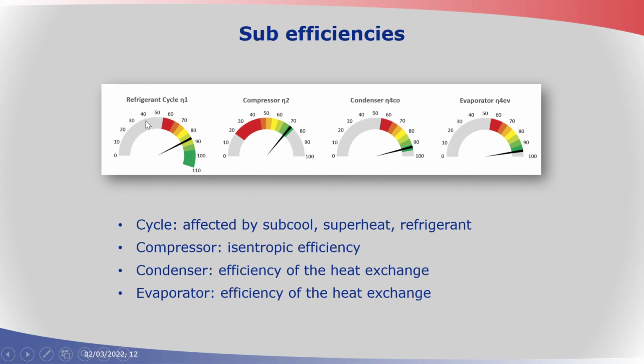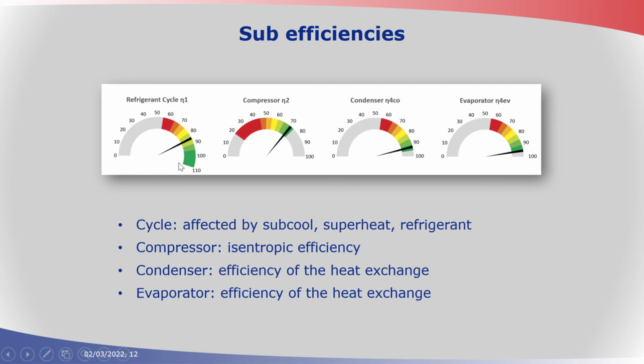Now, what is the cycle? It is the refrigeration cycle, and this is affected by the subcool, superheat, and the refrigerant itself. So when we have higher subcool, then the performance of our system will increase. The compressor is the isentropic efficiency of the compressor. And for condenser and evaporator, we are checking how efficient is the heat exchange.